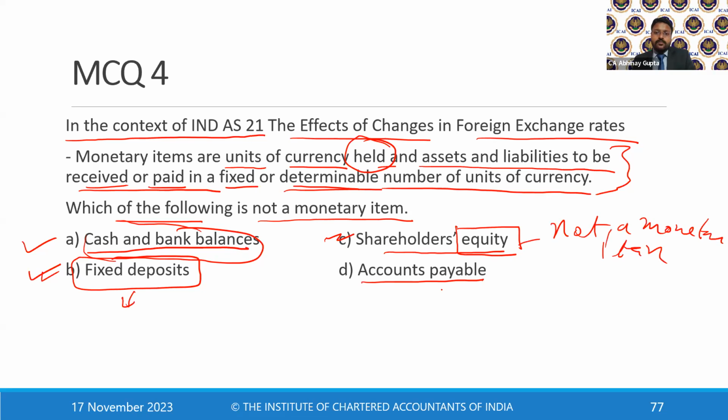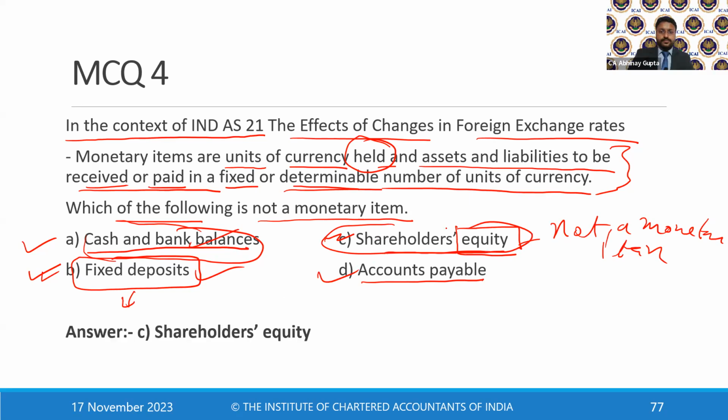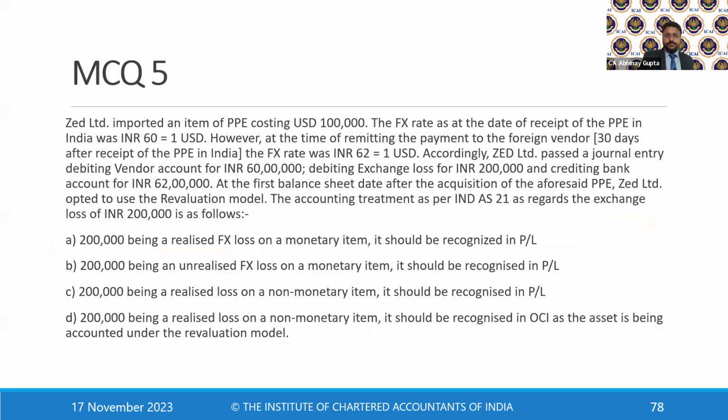Accounts payable, clear amounts of liability, monetary item. So these three are monetary items. Shareholders' equity is not a monetary item, right? Clear? Because the equity shareholder does not have any right to claim anything from the company until liquidation or winding up. They have the right in the residual interest in the assets of the company. Residual interest in the assets means whatever is left after discharging all the liabilities, whatever the company is having in their balance sheet.